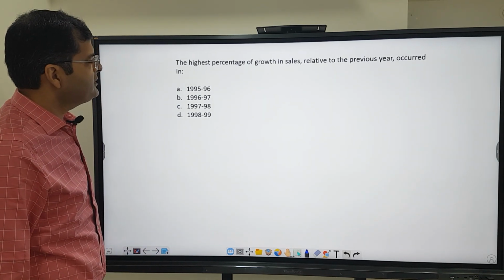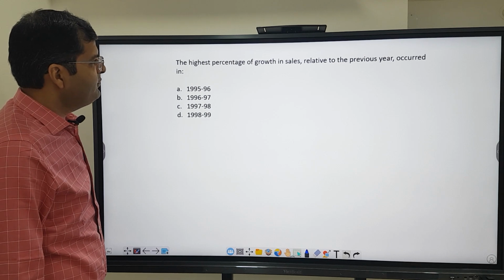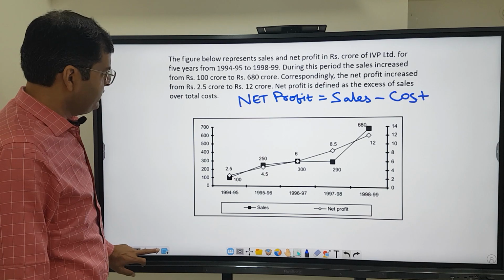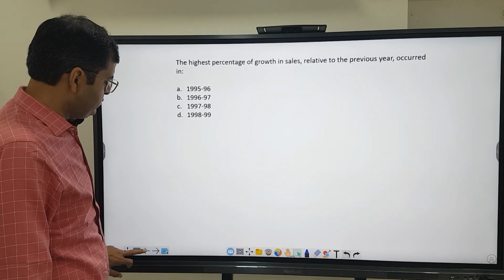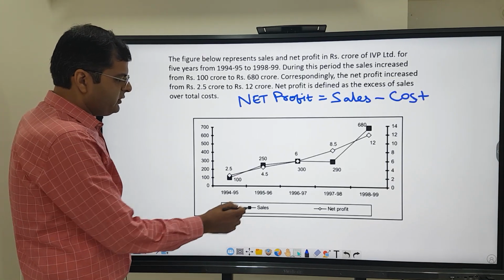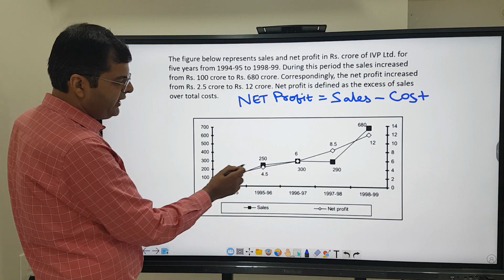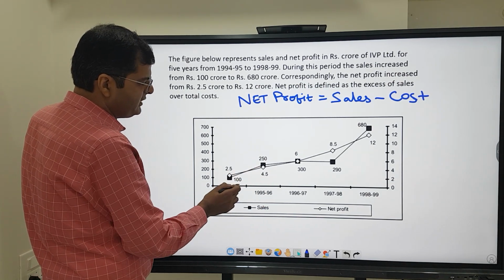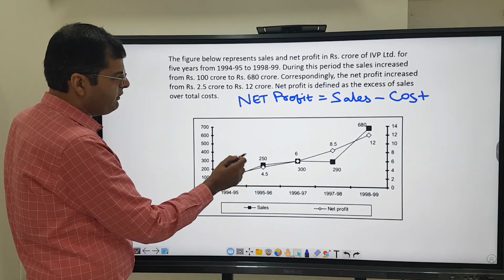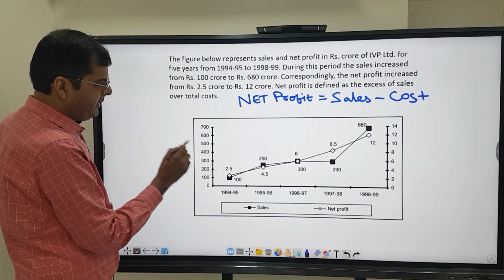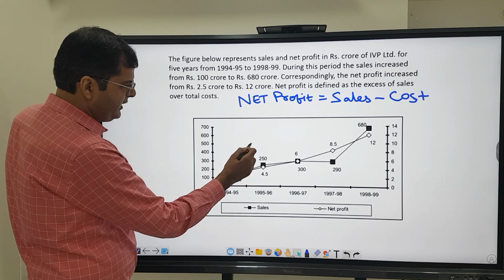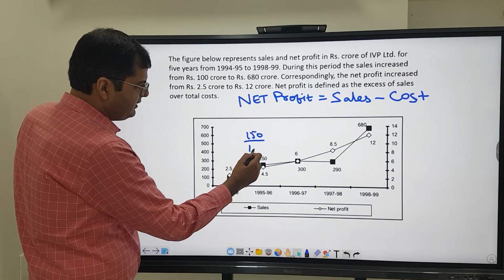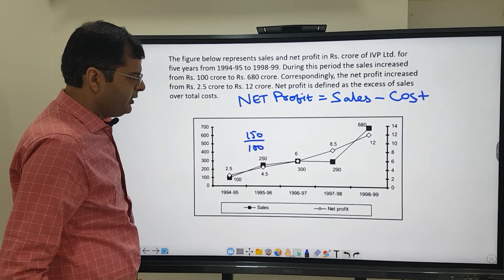Question says the highest percentage of growth in sales relative to previous year occurred in. So only sales we have to consider. From 94-95 to 95-96, if I find the percentage growth in sales, from 100 you have gone to 250. So let me write it over here in front of 95-96. You increased it by 150, and the base is 100. So 150 by 100 into 100 is the percentage.